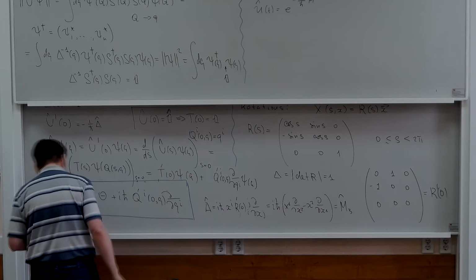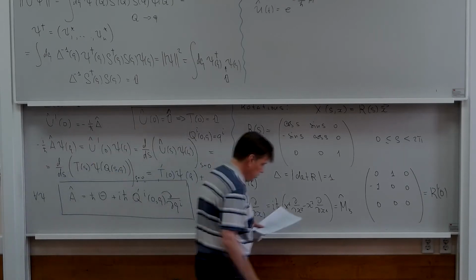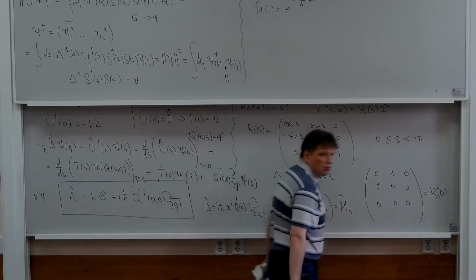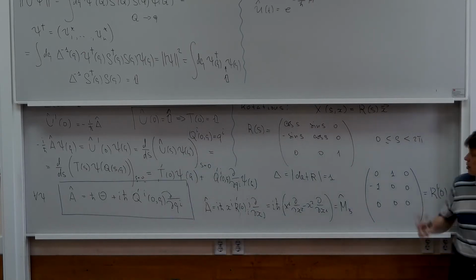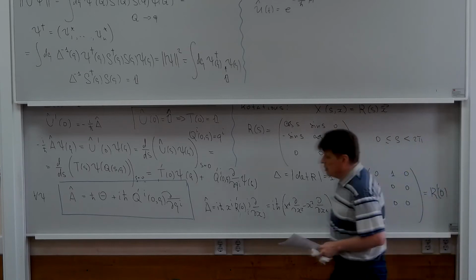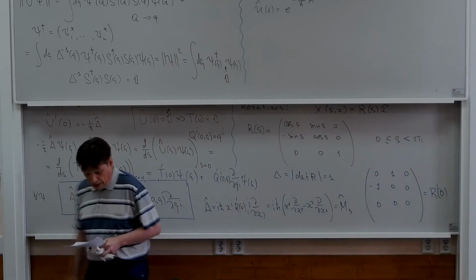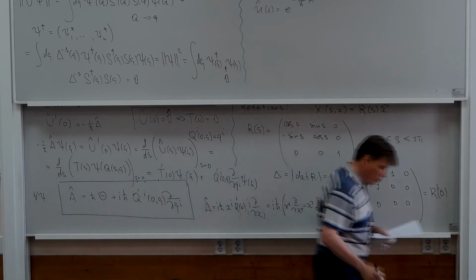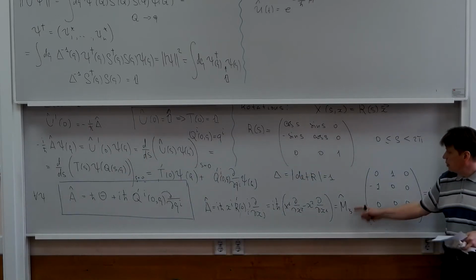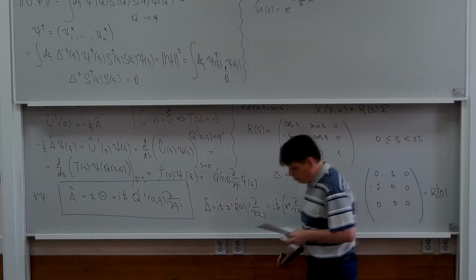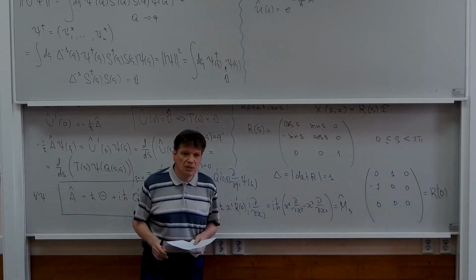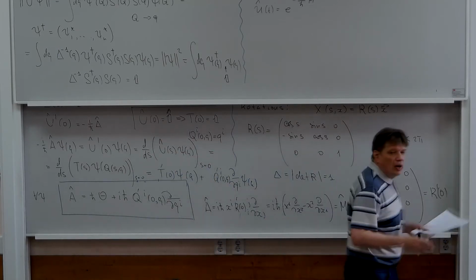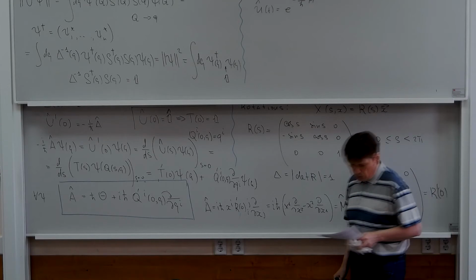In the same manner, one can see that the remaining two components, M1 and M2, generate rotations about the axes x1 and x2, respectively. So the general conclusion is that the conservation of the angular momentum implies the invariance of the system under spatial rotation, that is, the isotropy of physical space.